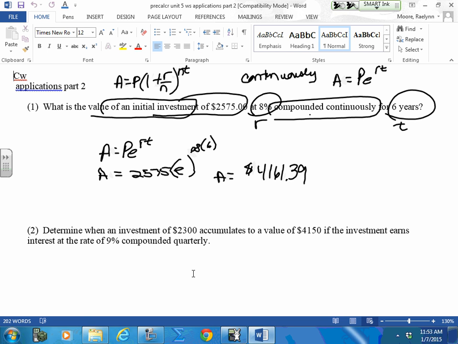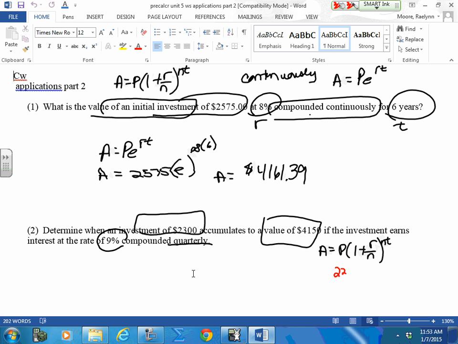Let's hit this one, number 2. Determine when an investment of, there's your investment, accumulates to a value if it earns 9% quarterly. So you're going to start with your big formula. Plug all your pieces in. Your investment originally is $2,300. Your rate is 0.09. Quarterly, what is your N? 4. 4 times T. T is the when. T I don't know.